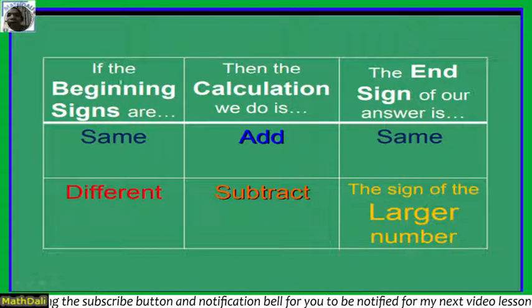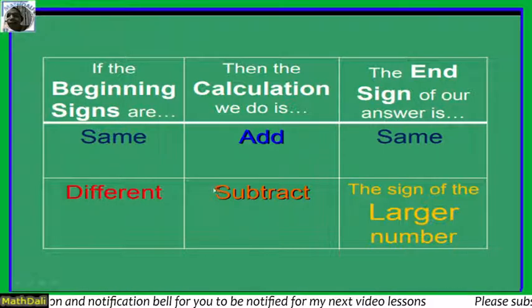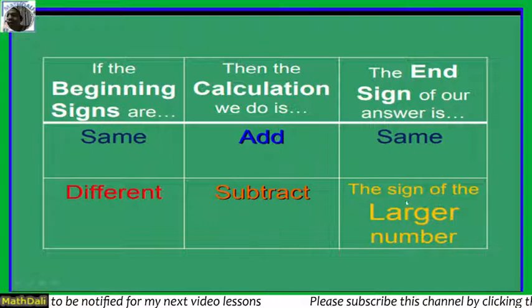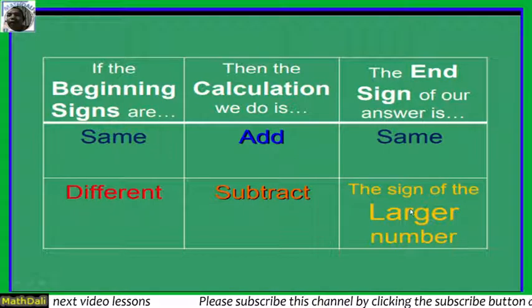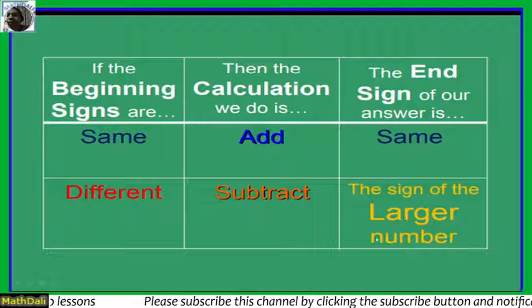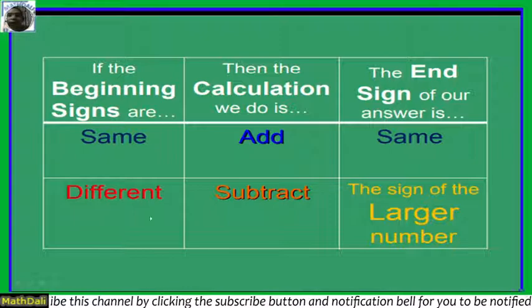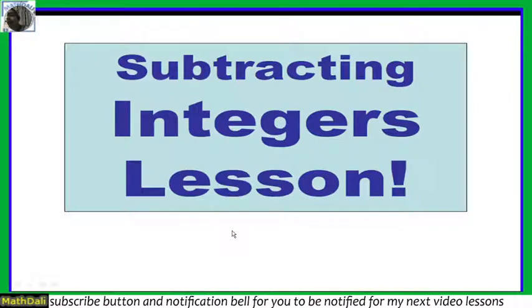Ngayon naman, if the beginning signs are different, ang gagawin natin is to subtract. The sign of the larger number will be used for our final answer. So, yung larger number dito, ito yung larger absolute value. Yan. Dun sa dalawang number na ina-add natin. So, yan. Okay, subtracting integers will be the second lesson.